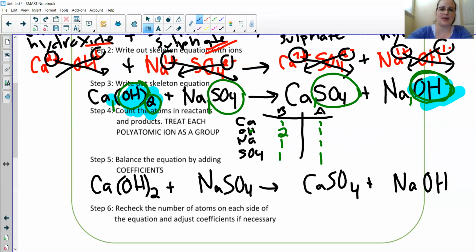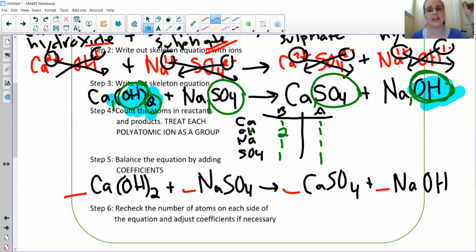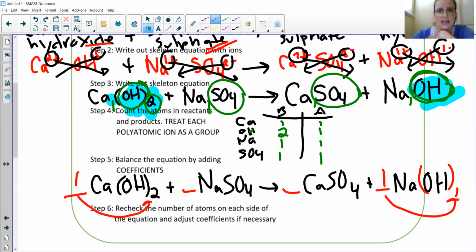And I'm going to remember that when I balance, I can only change the coefficients in front of the entire compound or element. I cannot adjust anything in this equation that is in black. I can only add coefficients. Now, technically, there are already coefficients written and inherently understood to be there, and they are 1s. All right, so I'm going to look at this. There is a 1 here, which means there's 1 times 2 hydroxides. But here, there is a 1, and the 1 times the 1 does not equal 2.